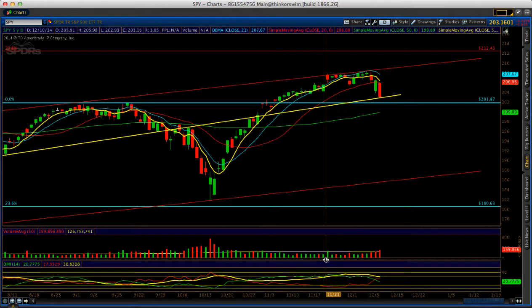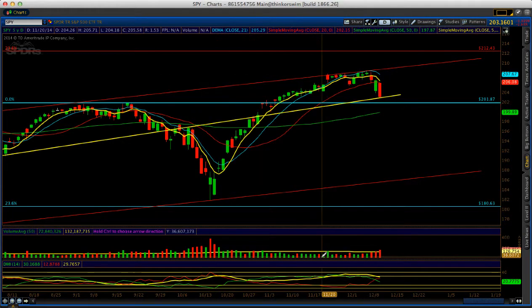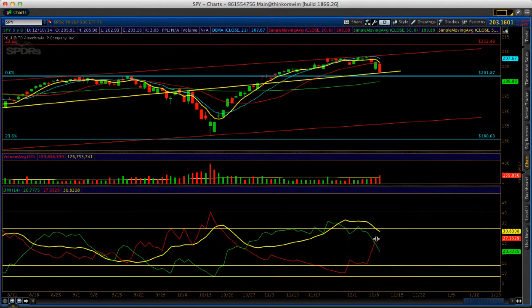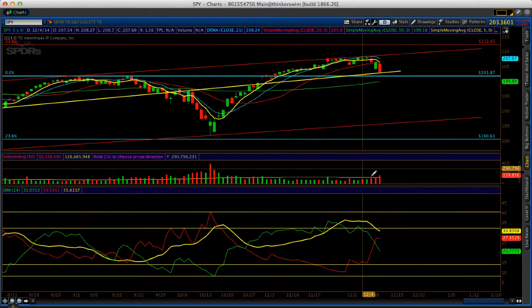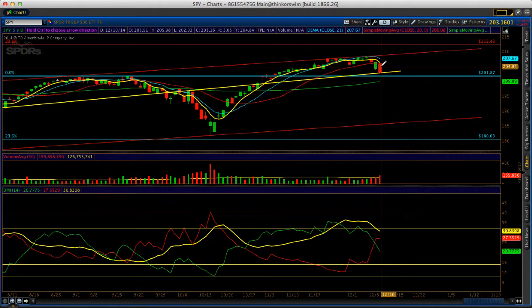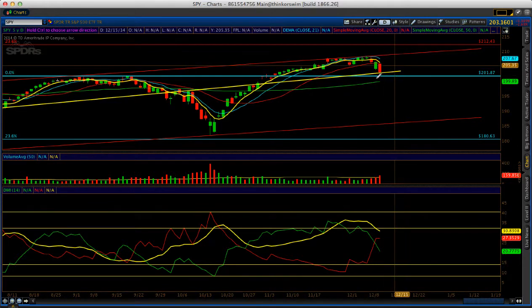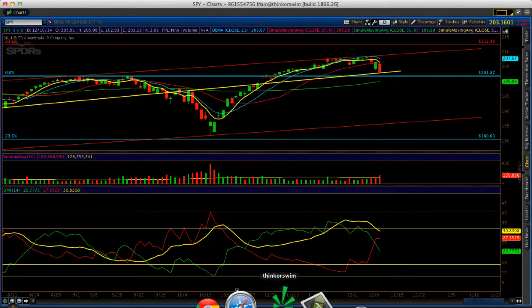Now if you see DMI, it's bearish. It's absolutely bearish, so you have to keep that in mind. And ADX is strong, with a lot of volume on this sell-off. So those are the two scenarios you have to watch. You have to watch the Fibonacci 201.87, this trend line, and the 50 simple moving average.